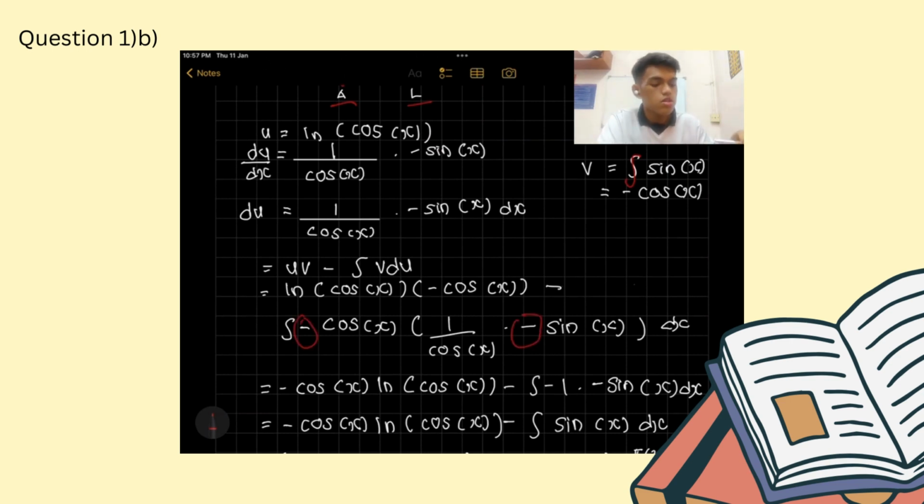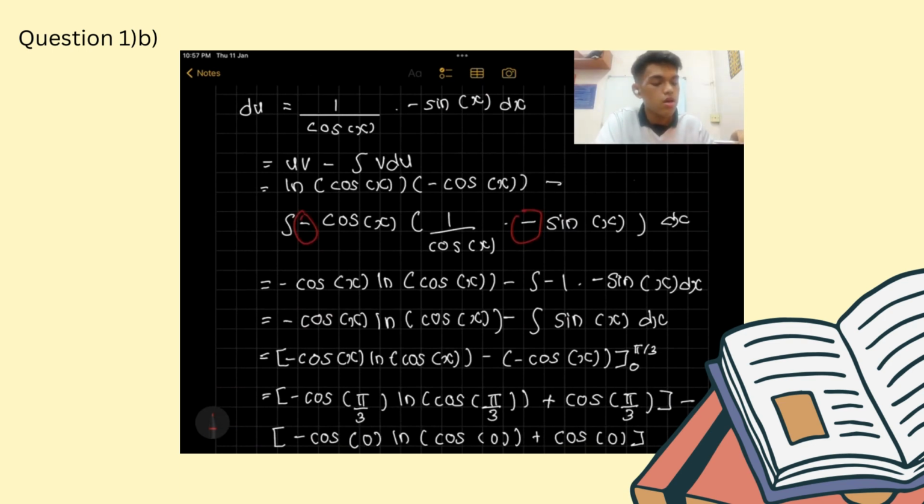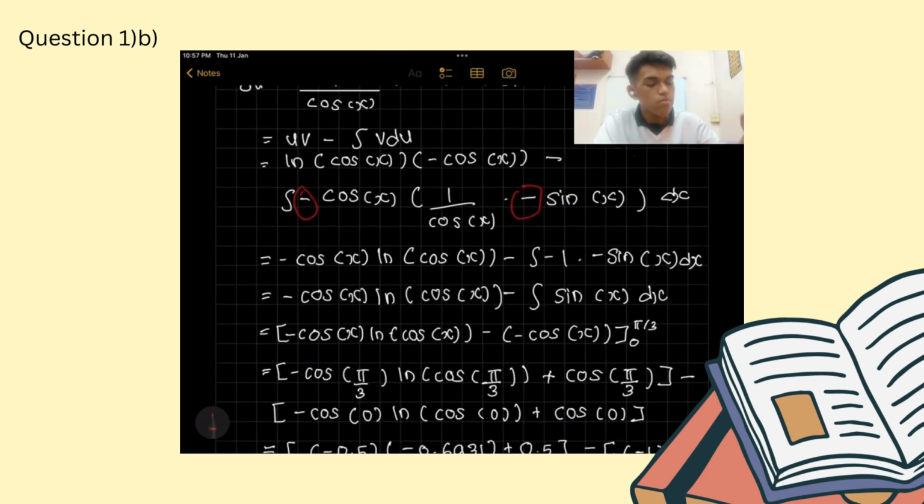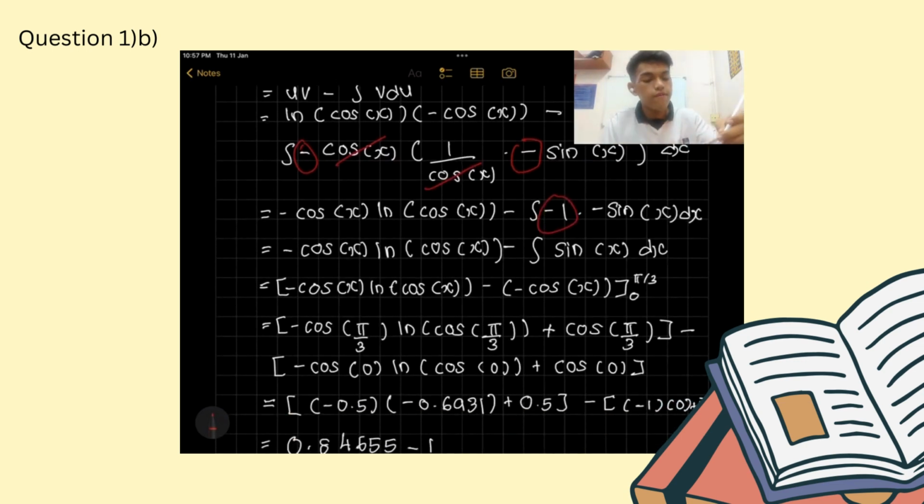Next, multiplying, it becomes minus cos x ln cos x, and after we cancel the cos x, it becomes minus 1 times negative sin x. So as you can see, negative cos x ln cos x minus integrate sin x. Integrating sin x becomes negative cos x.